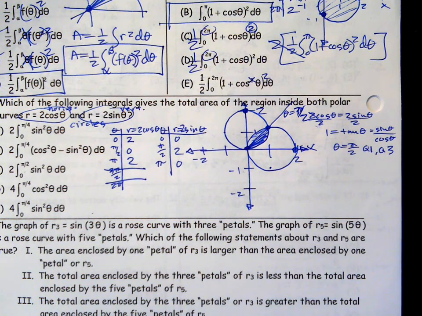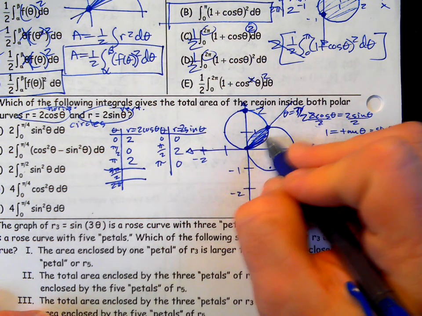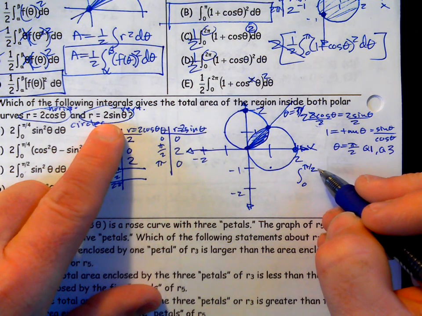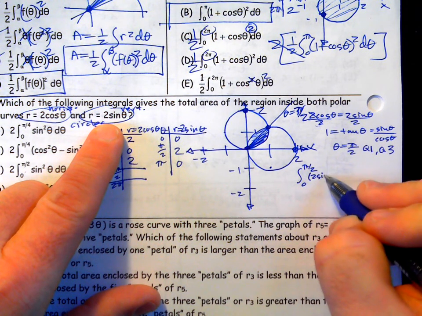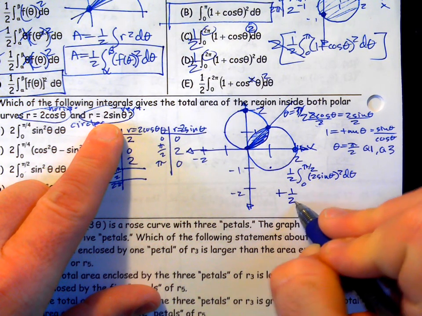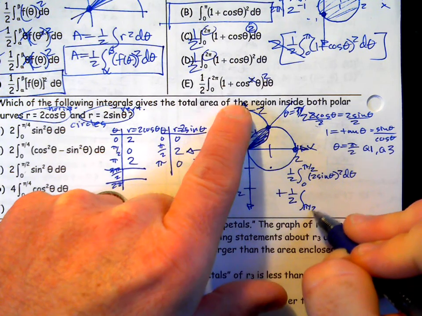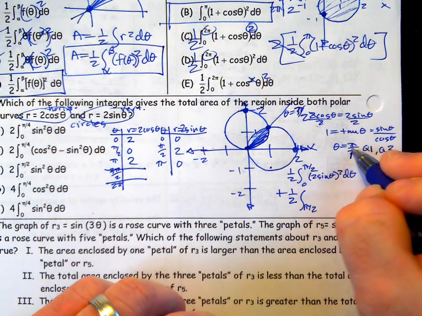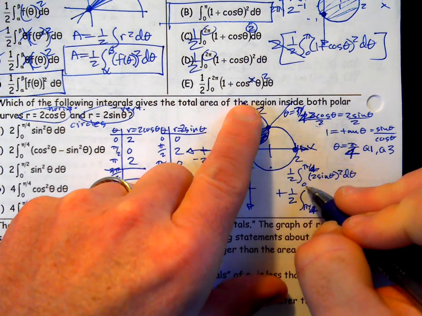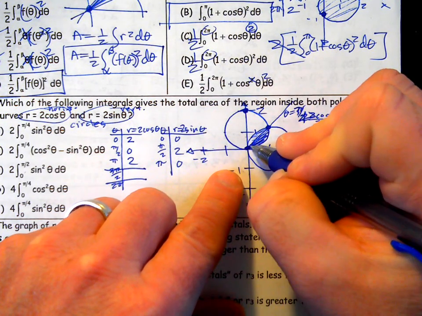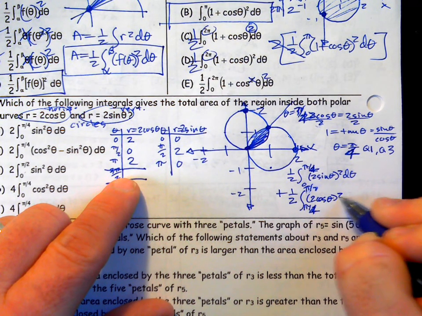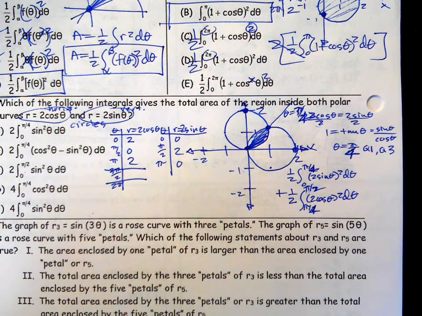So then what we can do is say, all right, let's integrate this curve. That's going to be 0 to pi over 4 of the vertical curve, the sine one, 2 sine theta squared d theta with a 1/2 in front, plus then we're going to start at pi over 4 and go to pi over 2 to get this other curve, this one right here. So it matters which one you do. Cosine's the horizontal one. So this is the way you could do it, but none of the answers have this.